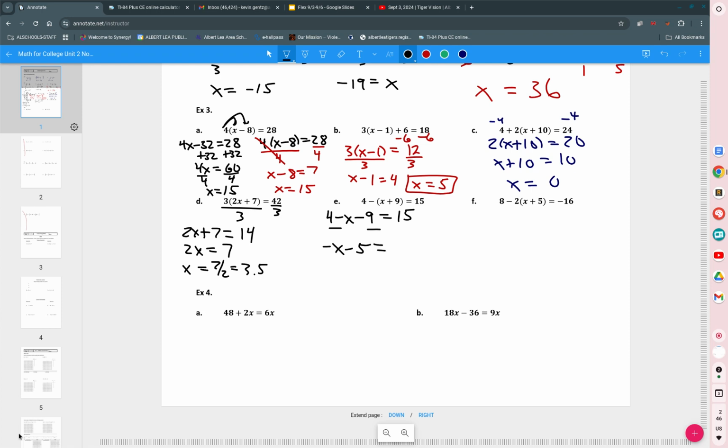-5. Add the 5, is equal to 20. Divide by -1, x is -20. X is -20. Please go ahead and do letter F on your own. Letter F is where we stop today.